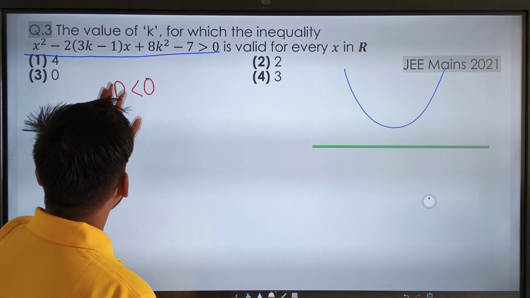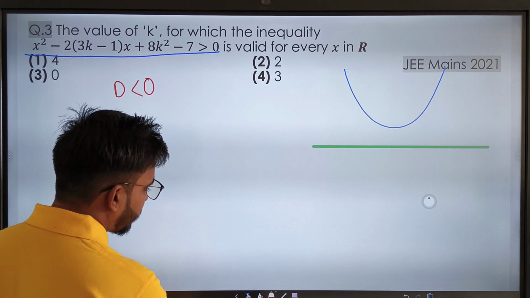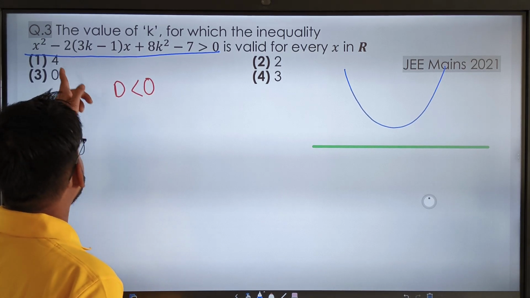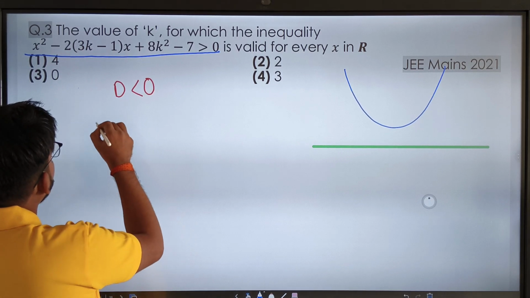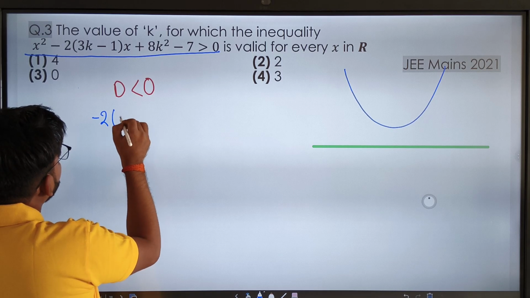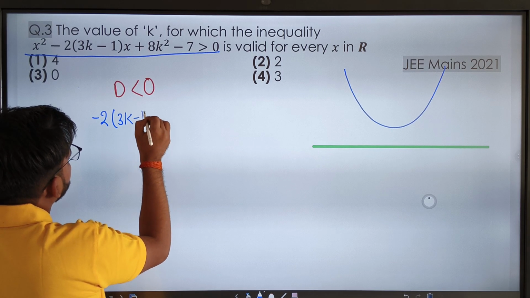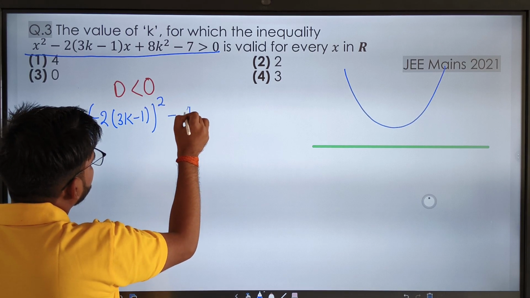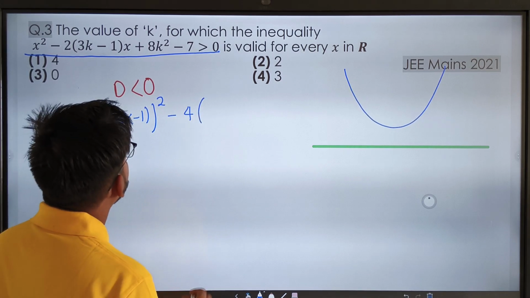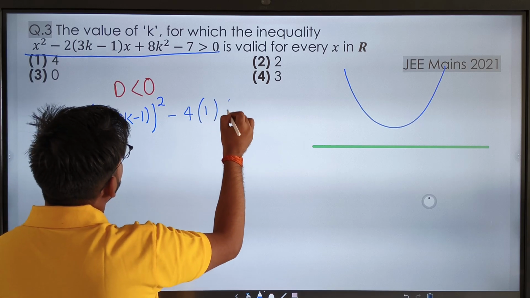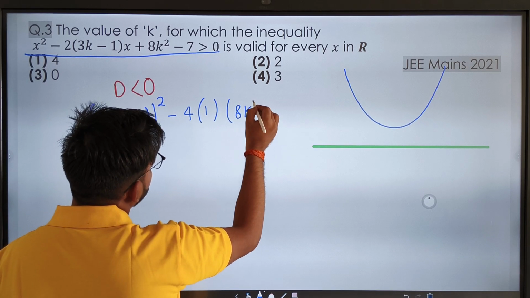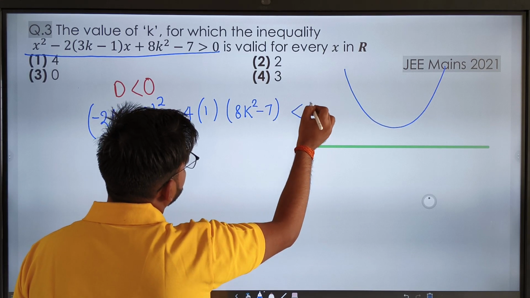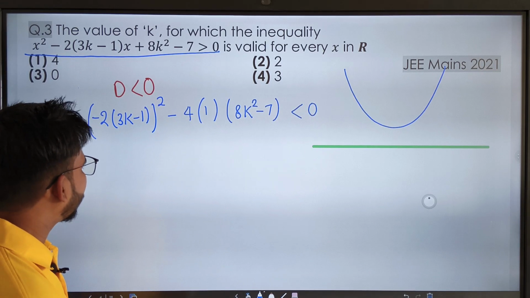So if D is less than 0, can we find out its discriminant? Of course. So D is basically B square minus 4AC. In this case, B is going to be minus of 2 times (3k minus 1), whole square, and minus 4 times the value of A, which is 1, and the value of C, which is 8k square minus 7. This should be less than 0. Okay, next, I think it is very simple.